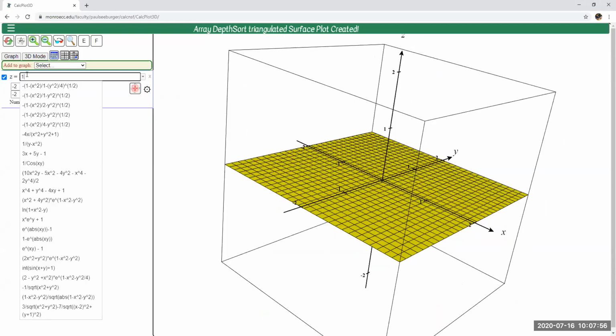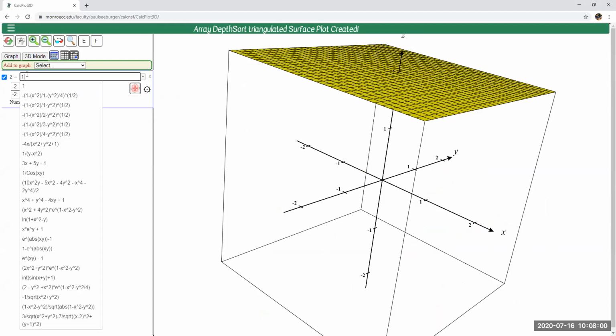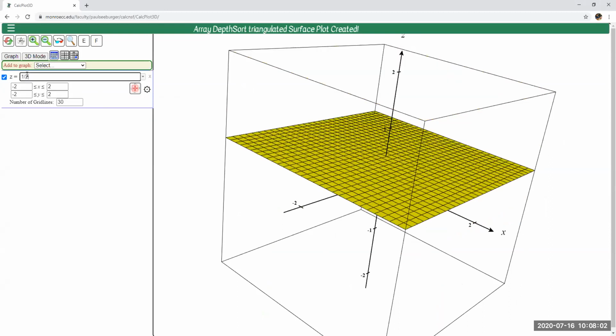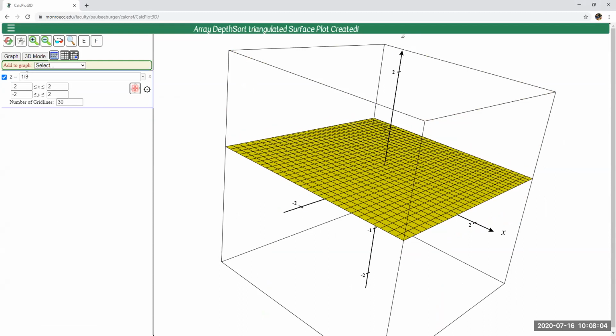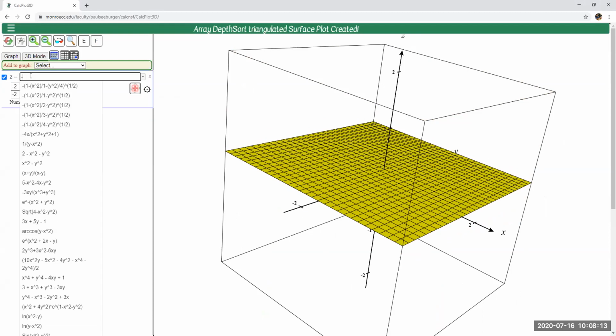Z equals 1 is this plane. Z equals 2 is this plane. Z equals 1/2 is this plane. Z equals 1/3 is this plane. Z equals 1/4 is this plane. Z equals -1 is this plane. There are a lot of planes which go in one direction.